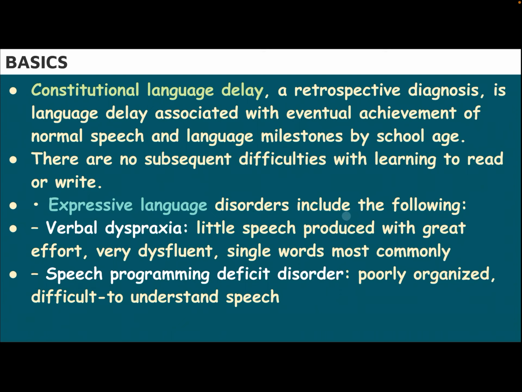Expressive language disorders include the following: verbal dyspraxia, little speech produced with great effort, very disfluent, single words most commonly. Speech programming deficit disorder, poorly organized, difficult to understand speech.